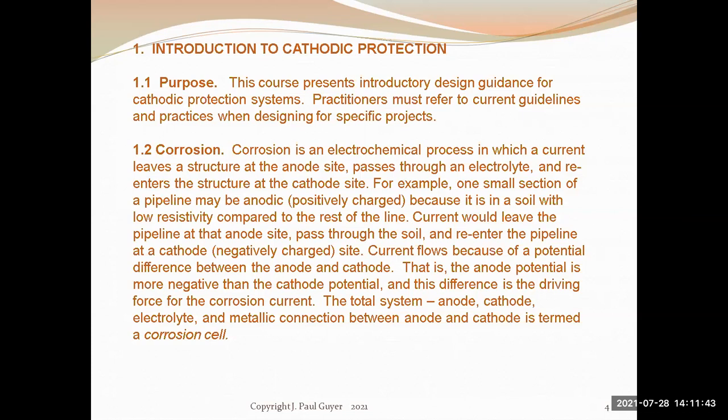It's an electrochemical process in which current leaves a structure at the anode site, passes through an electrolyte, and enters the structure at the cathode site. The thing that you are doing is protecting the cathode. That's why this is called cathodic protection. It's not called anodic protection. That's not what you're trying to do. You're trying to protect the cathode, and that's your iron structure, your pipeline, your tank or whatever.